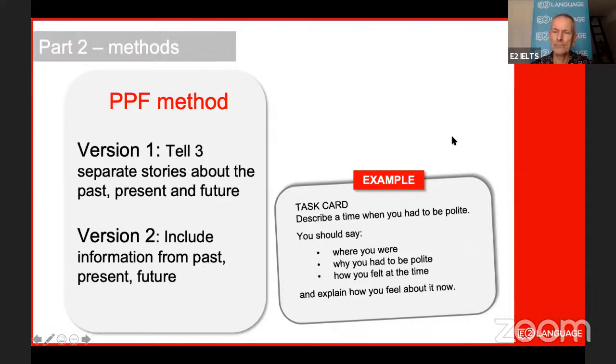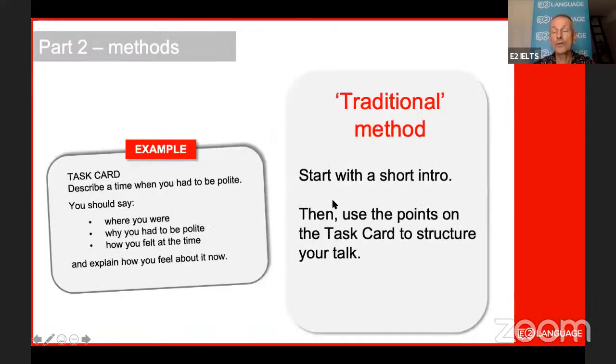Or you could use the traditional method. You start by saying, okay, well, now I'd like to tell you about a time a while ago when I was forced to be polite. So first of all, let me tell you where I was. And you say that, and then you work your way down the 4 prompts.